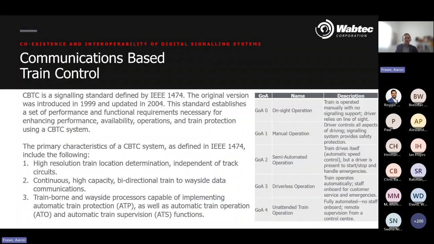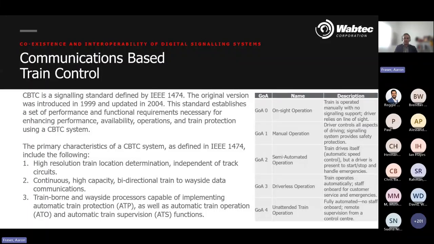So now moving on to communications-based train control, or CBTC. So what is CBTC? It's a modern signalling system used primarily in metro environments to manage train movement with much greater precision and efficiency than traditional systems. It's defined by the IEEE standard 1474, which provides the performance, availability, operation, and train protection performance and functional requirements for a CBTC system. So it is not as highly defined and specified as ETCS, which gives a lot of leeway to the suppliers for how they would like to implement it, and means a lot of proprietary interfaces, as you can imagine.